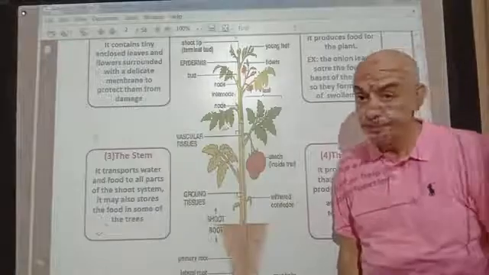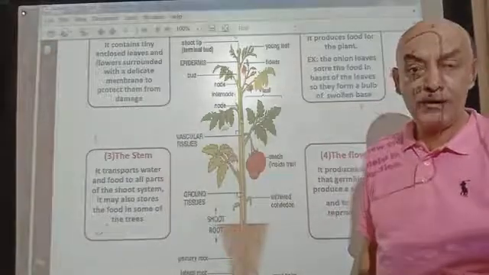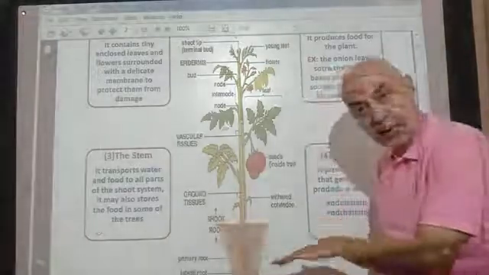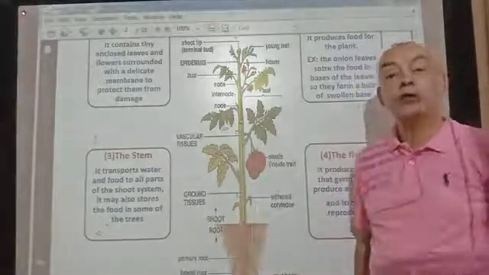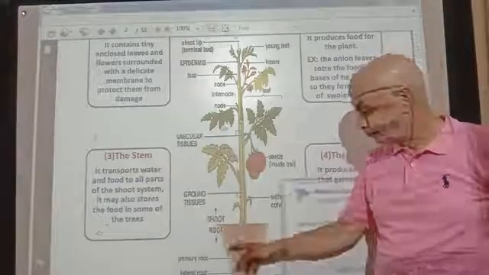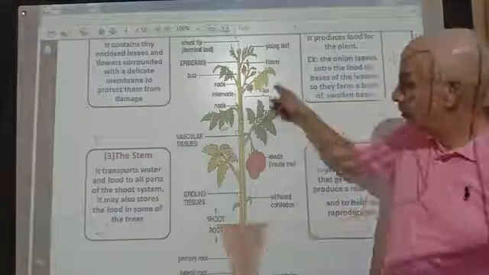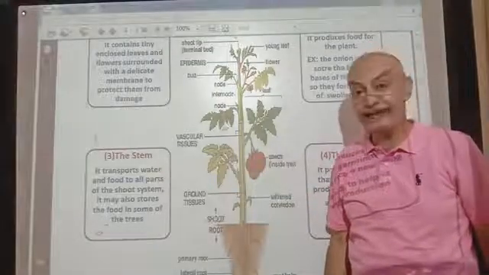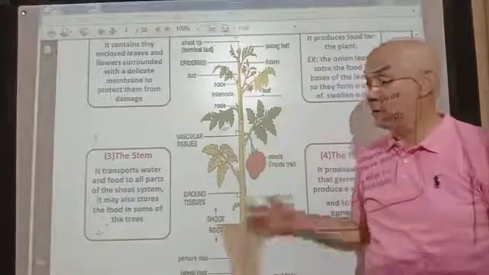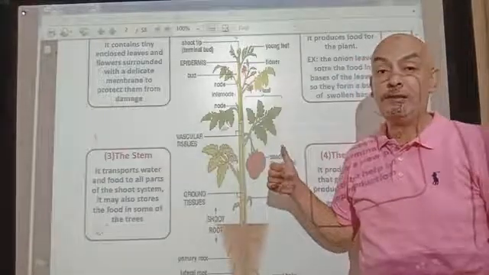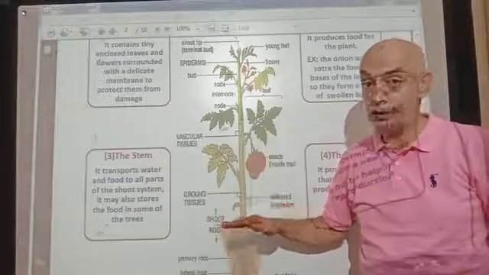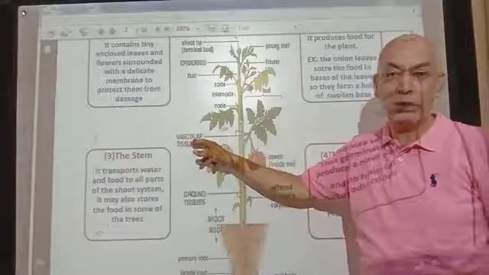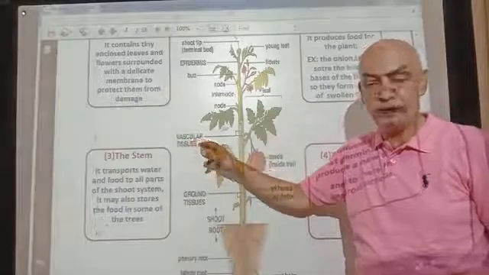For instance, the main 2 parts of the plants are number 1, part of the plants that grows down under the soil, which is called root system, and the second part that grows above the plant, which is called shoot system. So how many systems do we have in the plant? Number 1, root system, which grows down under the soil surface. Number 2, shoot system, which grows above the soil surface.